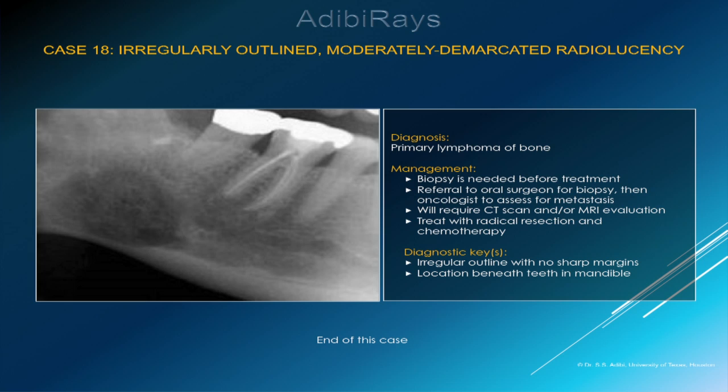Primary lymphoma of the bone is the diagnosis. Biopsy is needed before treatment, with referral to an oral surgeon for biopsy, and to an oncologist after confirmation of diagnosis to evaluate the possibility of metastasis. CBCT and/or MRI will be needed for evaluation and treatment, which will include radical resections and chemotherapy.